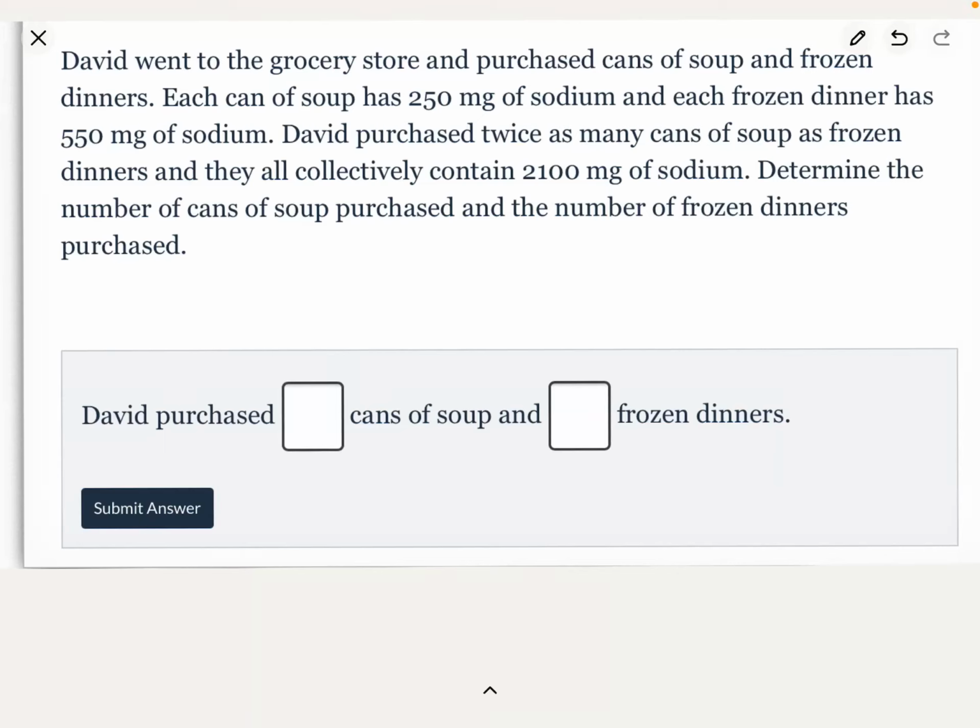Alright guys, I wanted to do another video using CUBES, and I wanted to show you how you would use it to solve systems word problems. So the very first thing you always do is read the word problem first. Make sure you understand it.